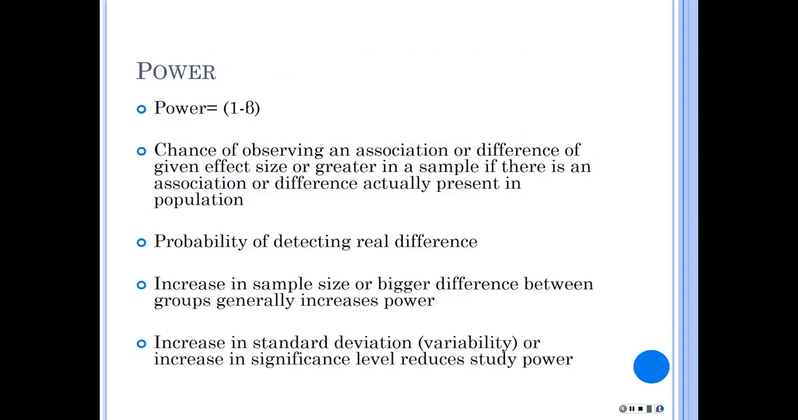Just reviewing power a little bit more, this is the chance of observing an association or difference of a given effect size or greater in a sample if there's an association or difference actually present in the population you're looking at in your study. It's the probability of detecting a real difference between your groups. An increase in sample size or a bigger difference between the groups generally increases your power. An increase in the standard deviation, also known as the variability, or an increase in the significance level reduces your study power.